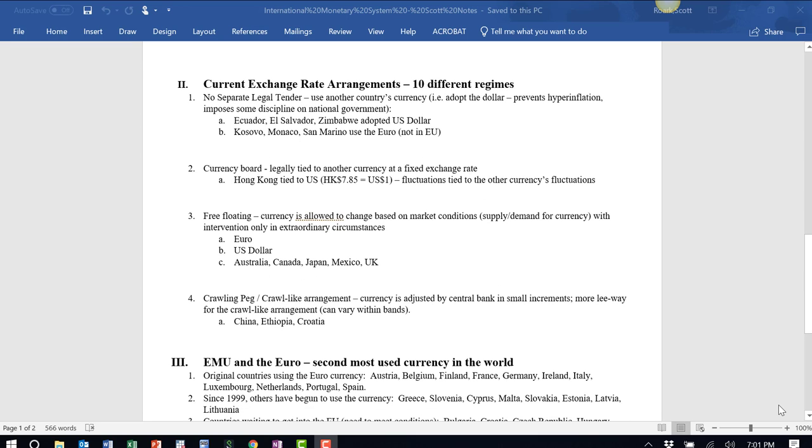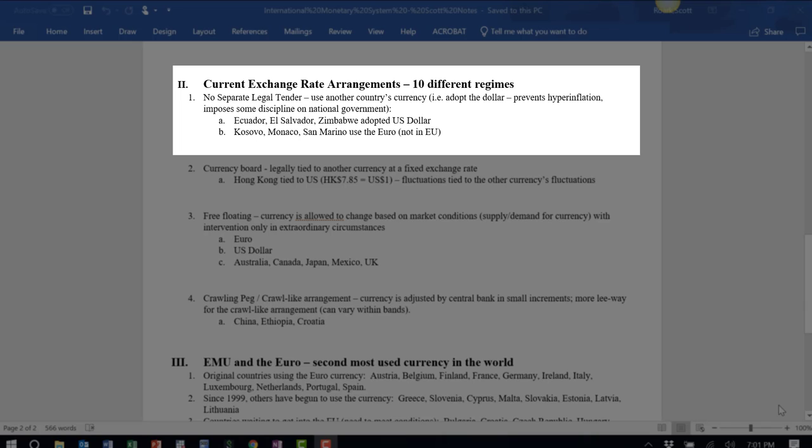So let's start with no separate legal tender. This is where you are using another country's currency. So, for instance, it might be a country that adopts the dollar. That's been done several times in the past to help prevent hyperinflation. Ecuador, not too long ago, adopted the US dollar to help with some of their monetary issues. El Salvador has done it.